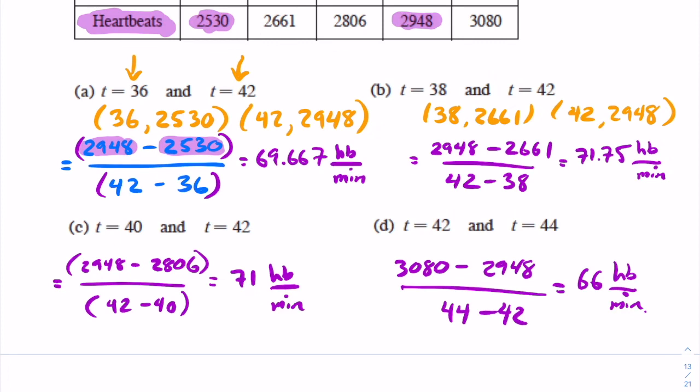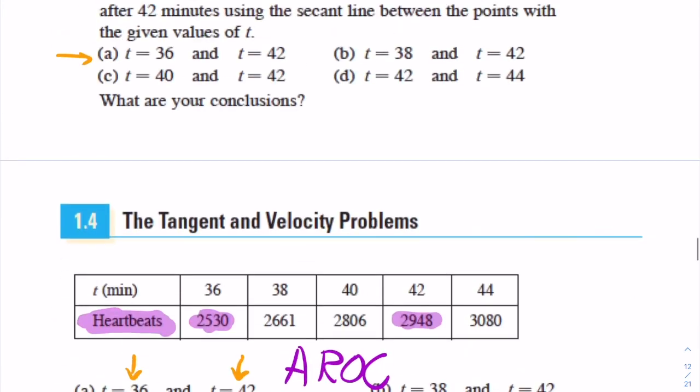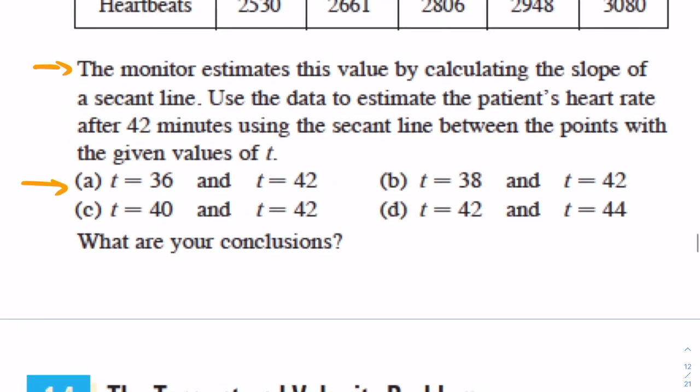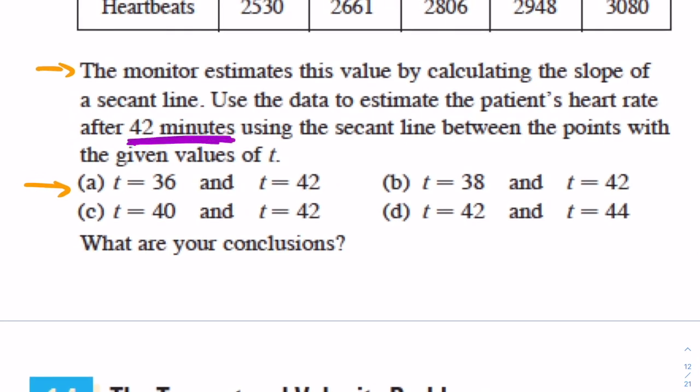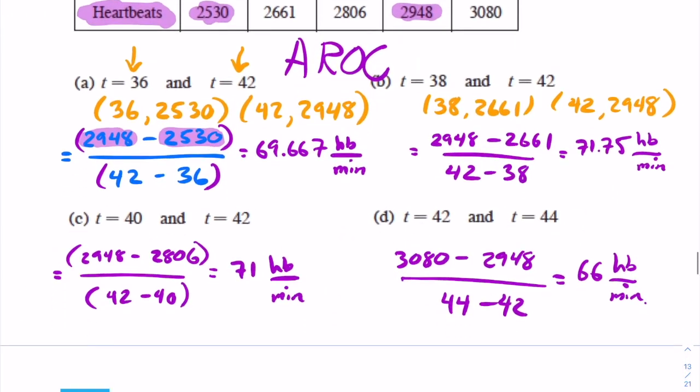So what does this all mean? These are all examples of average rates of change, okay? So here's the question. We're trying to find out, can we figure out how fast our heart was beating exactly at the 42-minute mark? Here are all the examples of average rates of change, right?